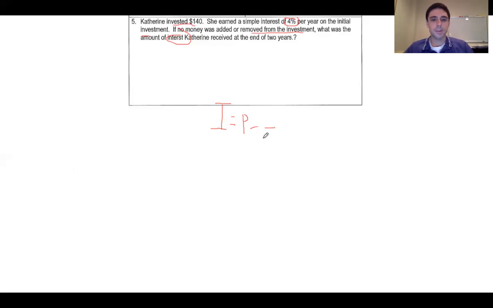All right. We had someone get it. I equals P times R times T. I is going to be interest. P is going to be principal. R is going to be rate. And T is going to be time.